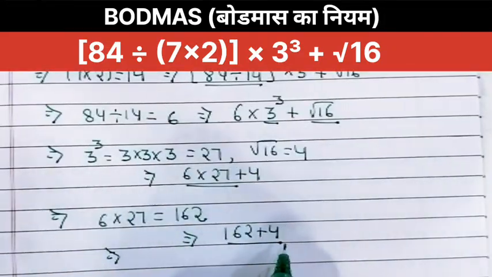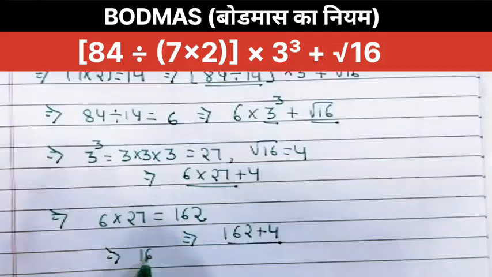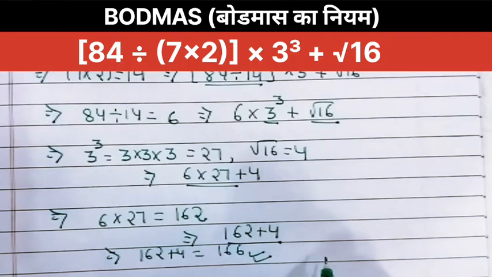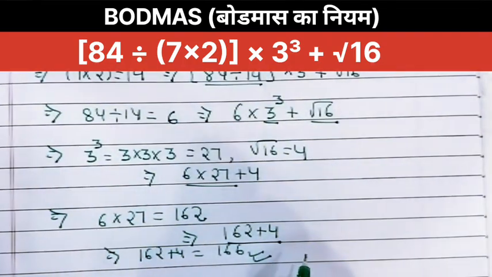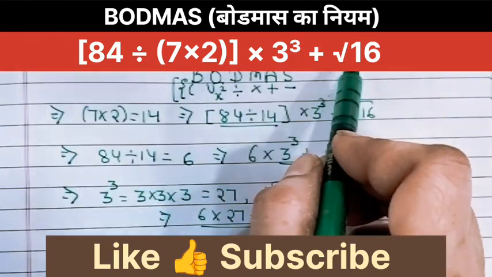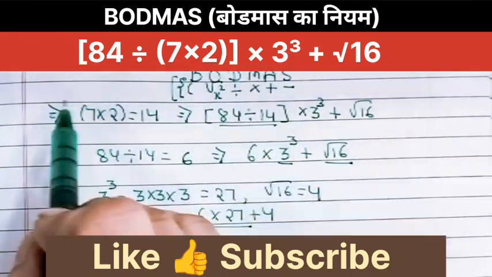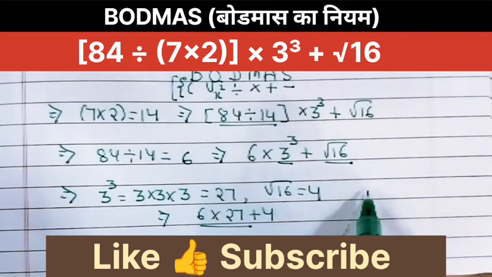Now finally perform addition. Add the values: 162 plus 4 gives you 166 as the final result. According to this step, A, addition is the final operation left to complete, bringing us the definite and simplified value. So by using the BODMAS sequence, the definite and simplified value of this expression is 166, and I hope it is clear.